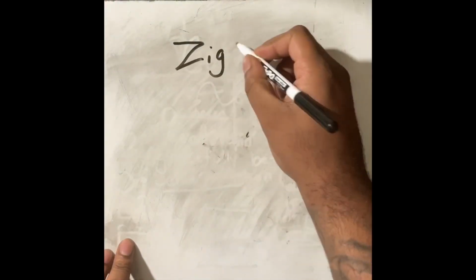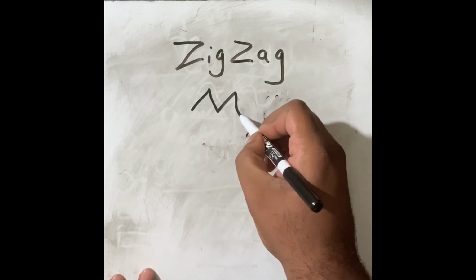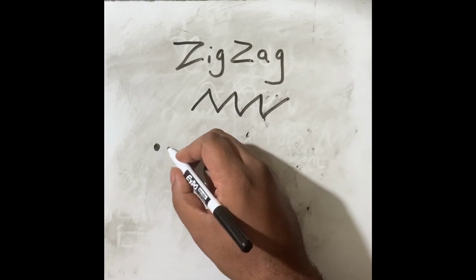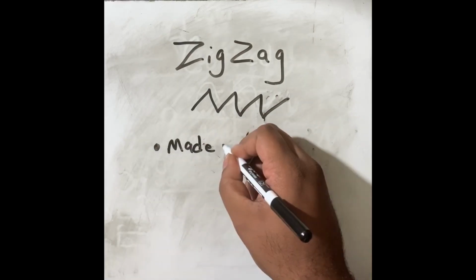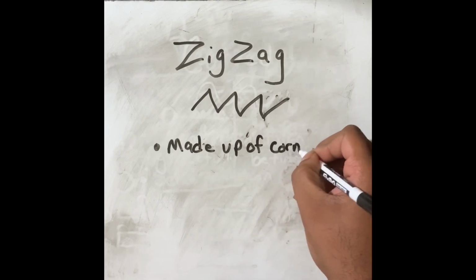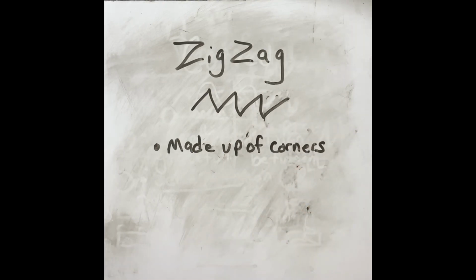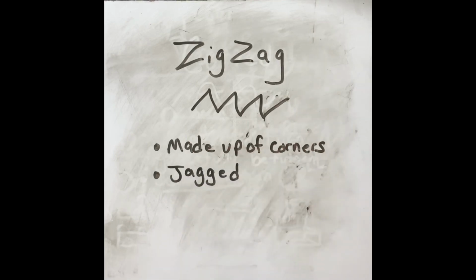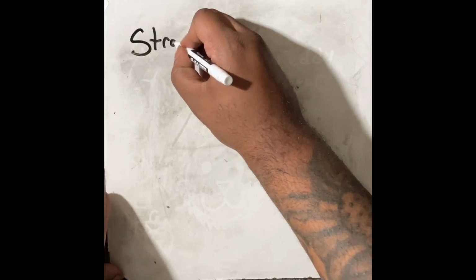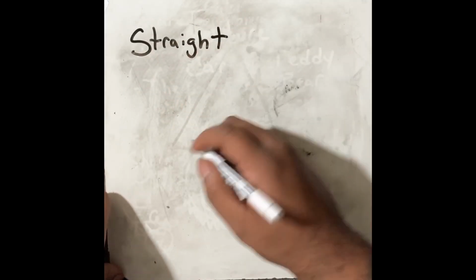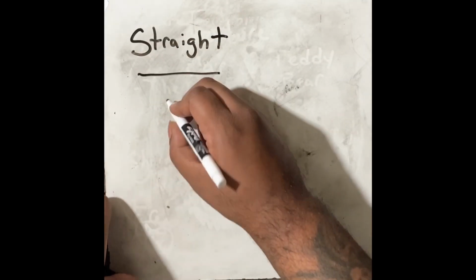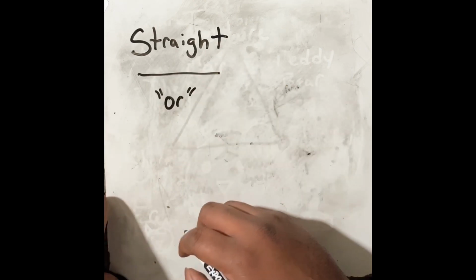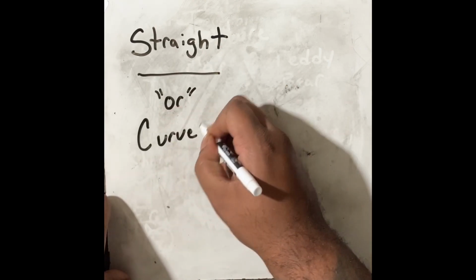Our final line is a zigzag. Zigzags are made up of corners and are jagged. Jagged means that they have rough, sharp points. Lines can be grouped as options when planning a composition. Another word for composition is a picture.